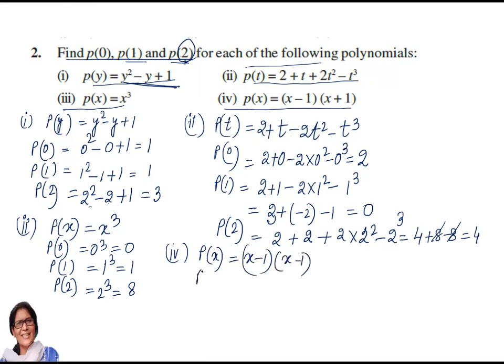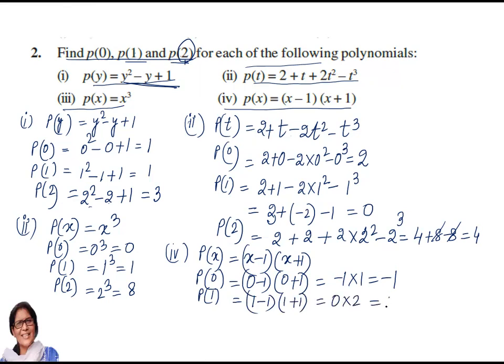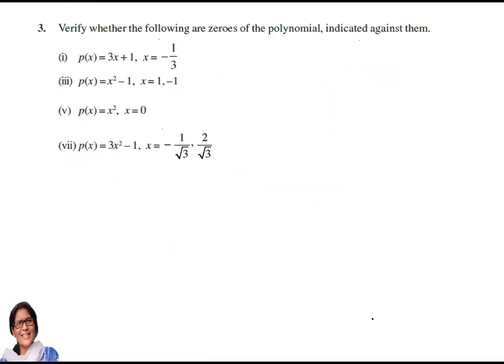First is what? P0. In place of x, I'll put 0. So 0 minus 1 into 0, sorry, this is plus. 0 plus 1. So this will be minus 1 into plus 1. That will be minus 1. P1. P1 is 1 minus 1 into 1 plus 1. 1 minus 1 is 0. 0 into 2 is 0. P2. P2 will be 2 minus 1 into 2 plus 1. 2 minus 1 is 1 into 3. The answer is 3.